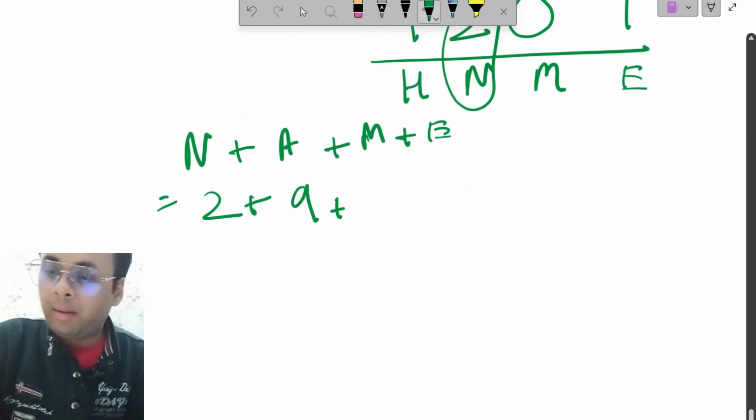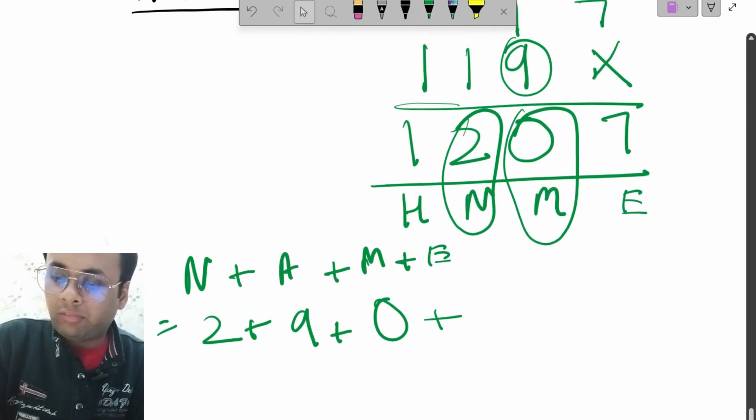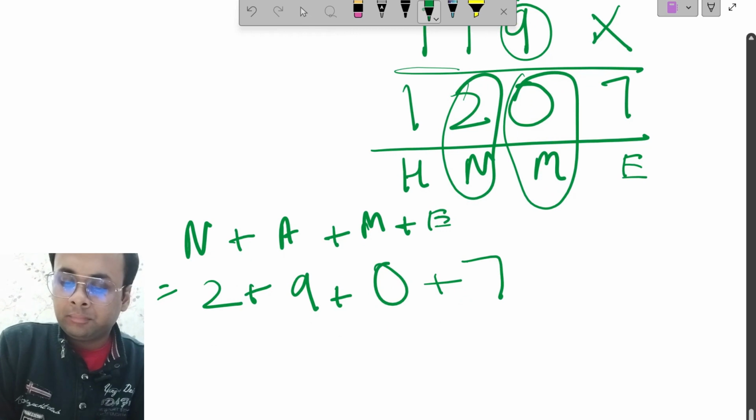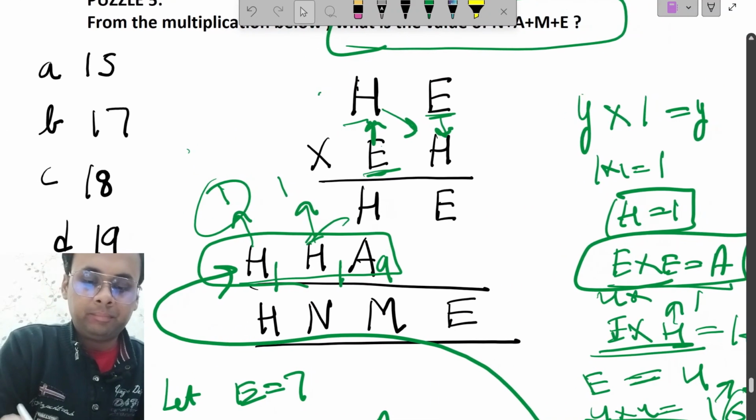What is the value of m? It is 0. What is the value of e? It is 7. The answer is 18. So this is how we solve any sort of cryptarithmetic problem.